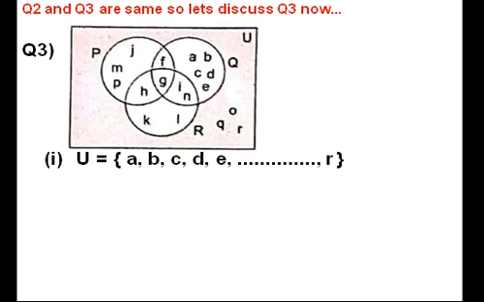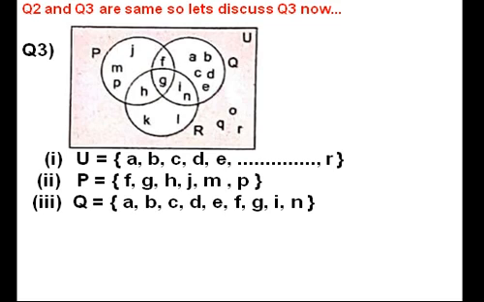Okay, the first thing asked is universal set. Seeing the elements in the given diagram, we have all the letters of alphabet ranging from A to R. So the answer will be A, B, C, D, E, so on till R. The second part is to find P. P means all the elements which are there in the circle of P. So it is F, G, H, J, M, P.